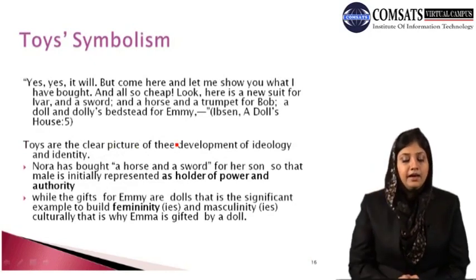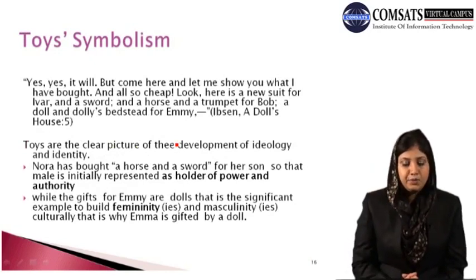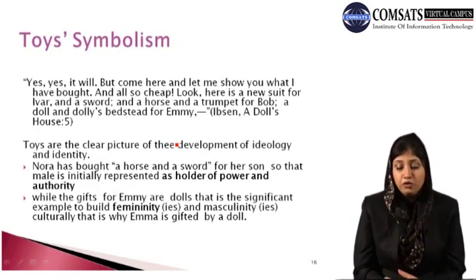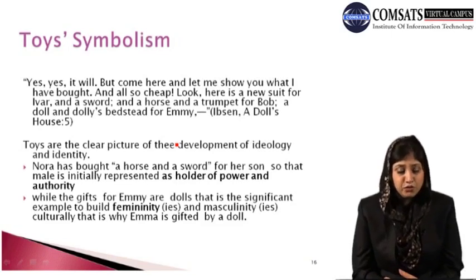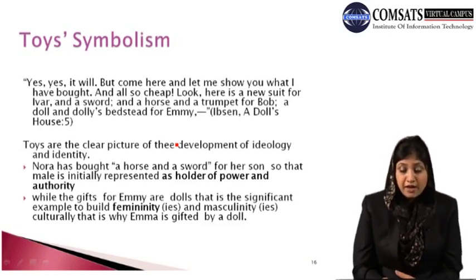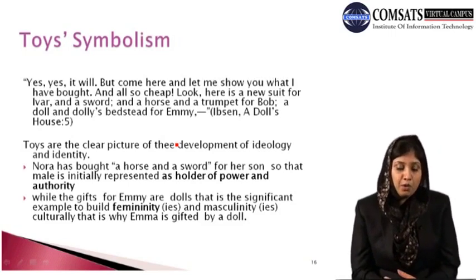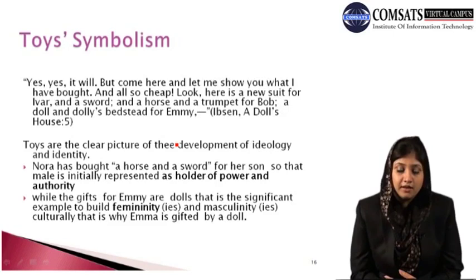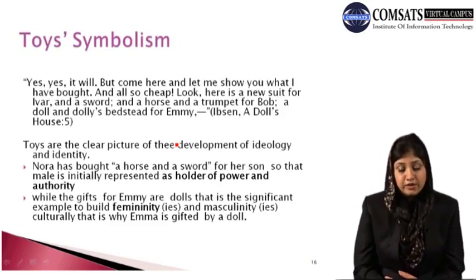Okay, then we have toys as a symbol. Yes, it will, but come here and let me show you what I have bought. And also cheap. Look, here is a new suit for Ivor, and a sword, and a horse, and a trumpet for Bob, a doll and Dolly's bedstead for Emmy. That's what Nora says in A Doll's House in Act 1.